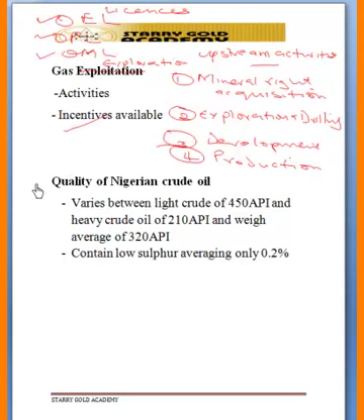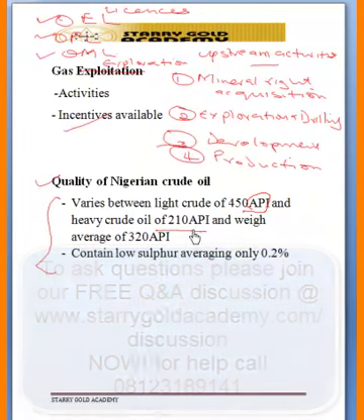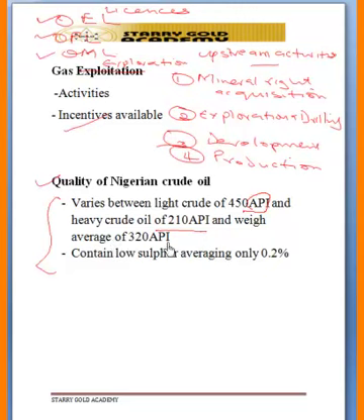Let's quickly look at the quality of Nigerian crude oil. These are technical terms. It varies from light crude of 450 API. API here stands for American Petroleum Institute. That's how the oil is being measured, the scale for measurement in the whole world. And the heavy crude oil of 210 API, and weight average of 320 API. All these are the rates, the way you measure the quality of crude oil.